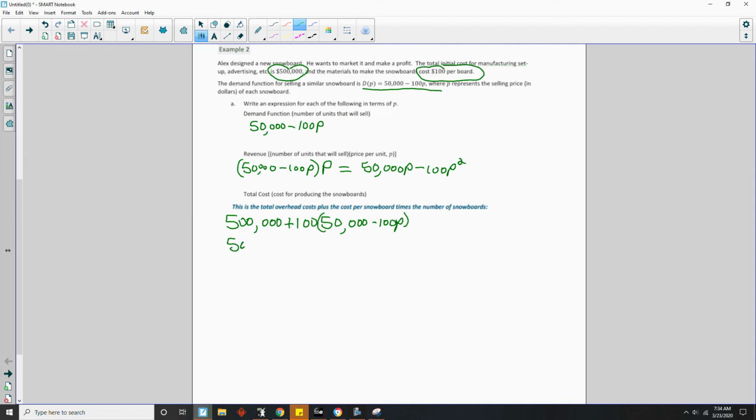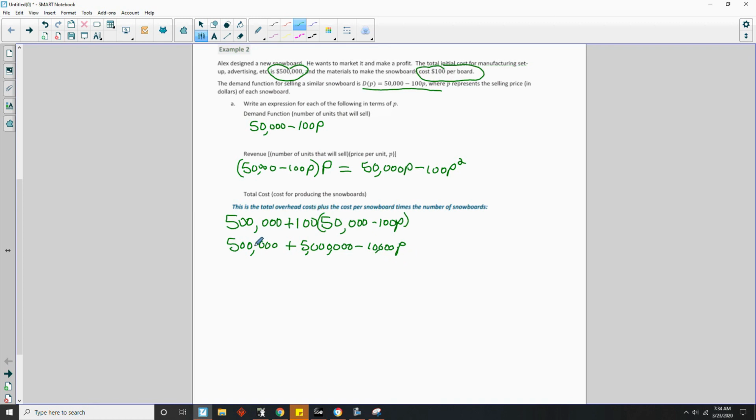So it's going to be 500,000 plus 50,000 times 100 is two more zeros, so that's 5 million, minus 100 times 10 is 1,000 P. I'm sorry, that's 100P times 100, so that's 10,000. We add one more zero there. 10,000 P.